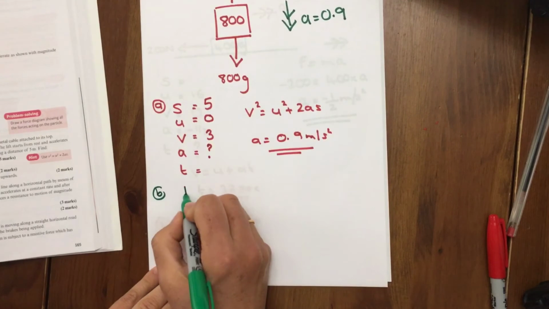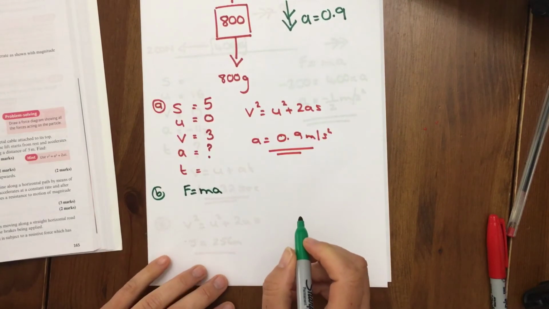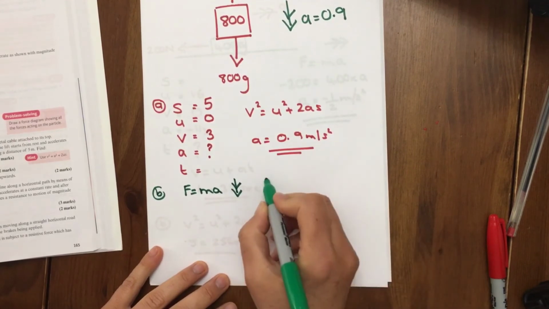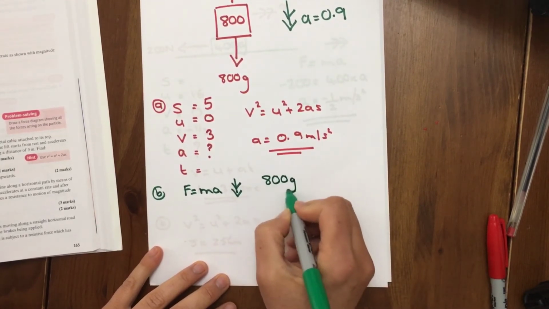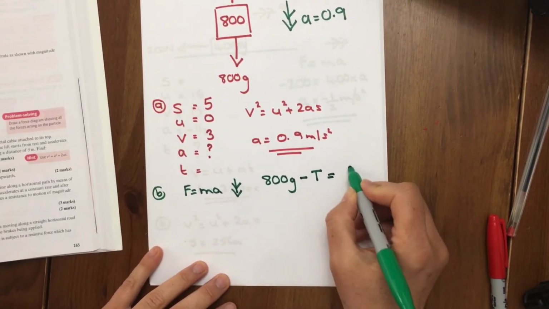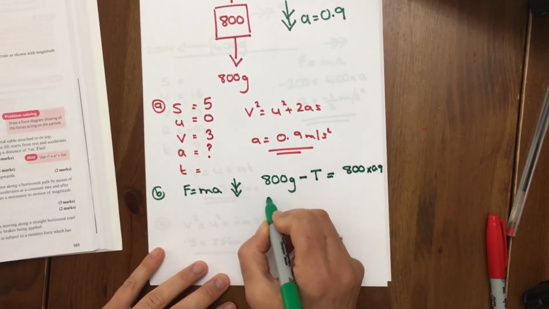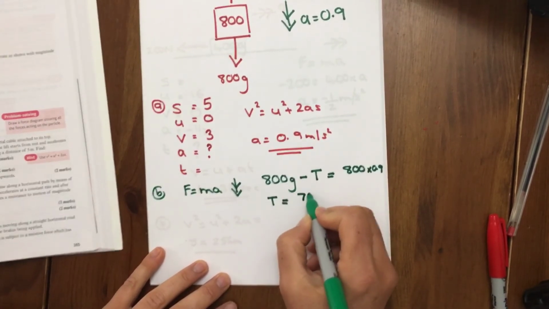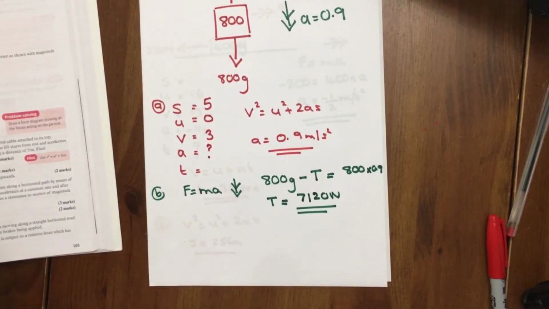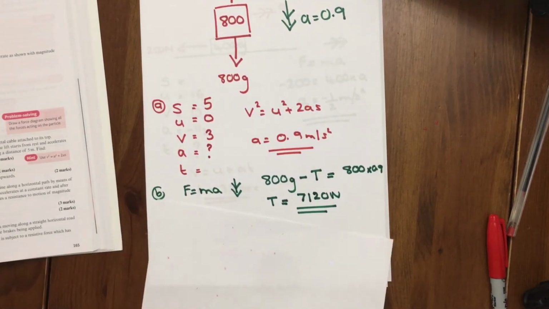So I'm going to use F equals MA for part B, and I'm resolving vertically this way, downwards. So I've got a positive force down, a negative force up, the tension in the lift, equals my mass times my acceleration. And if I work all of that out, I will find the tension to be this much, 7,120.